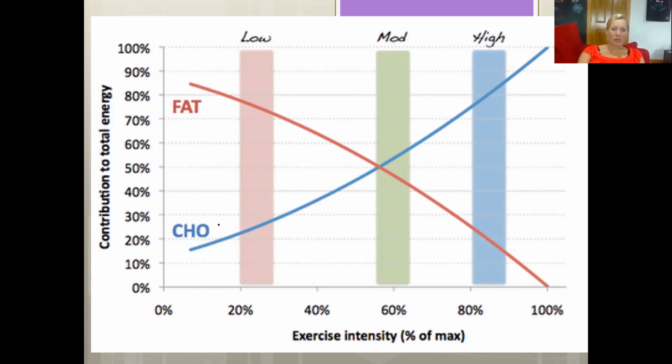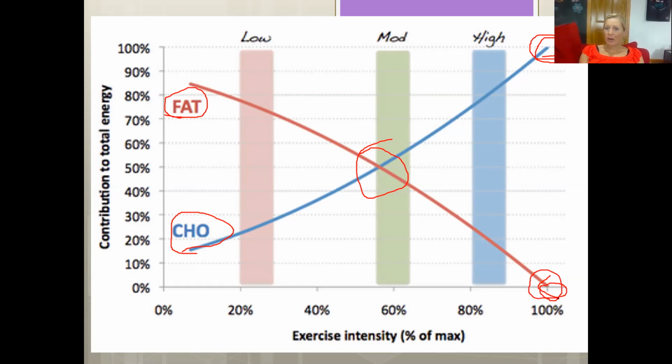At rest or during low intensity exercise, notice that carbohydrates are contributing 15%, whereas fats are maybe contributing 85%. As intensity increases, we reach this moderate intensity where we have this crossover where it's about 50-50. So carbohydrates are contributing about 50% and fats are contributing about 50%. Again, as we increase exercise intensity, at the highest intensities we're exclusively relying on carbohydrates, so 100%, and 0% contribution coming from fats.